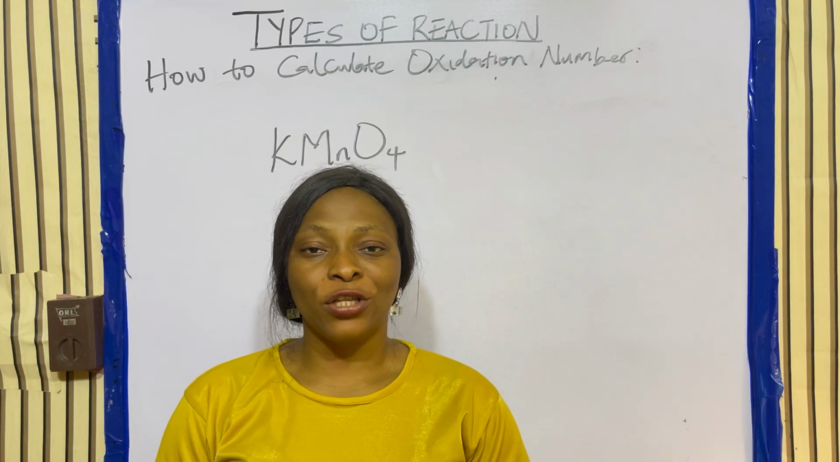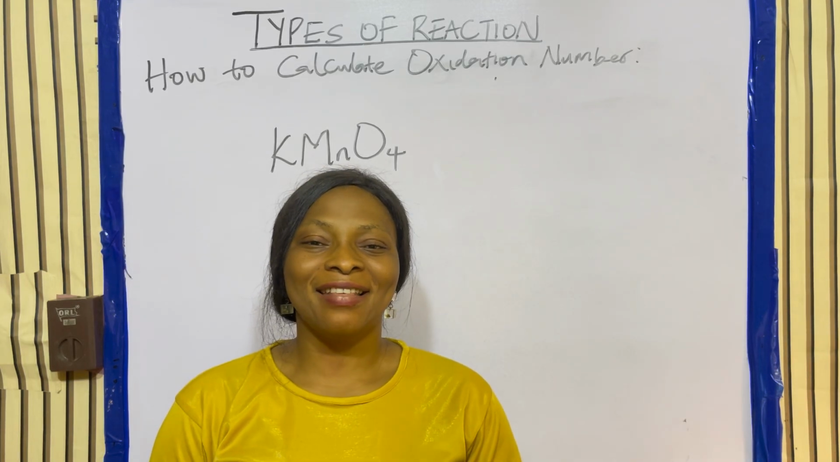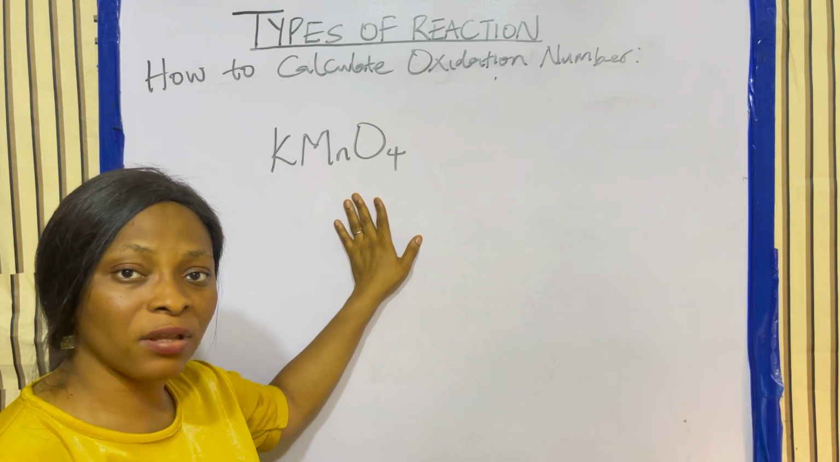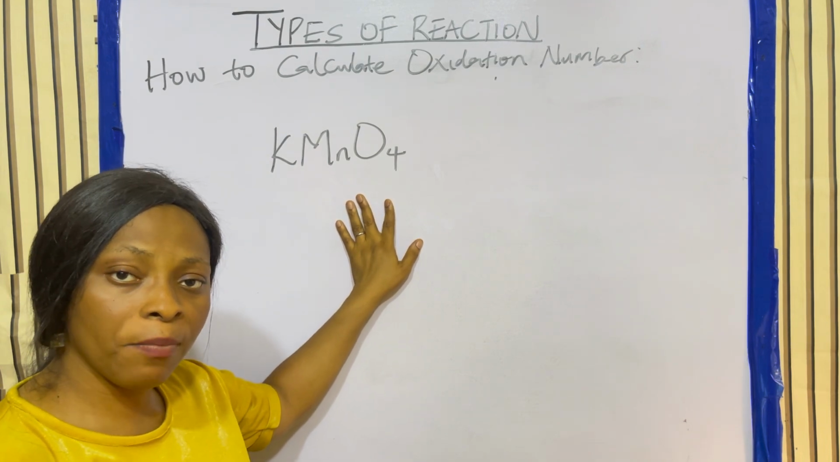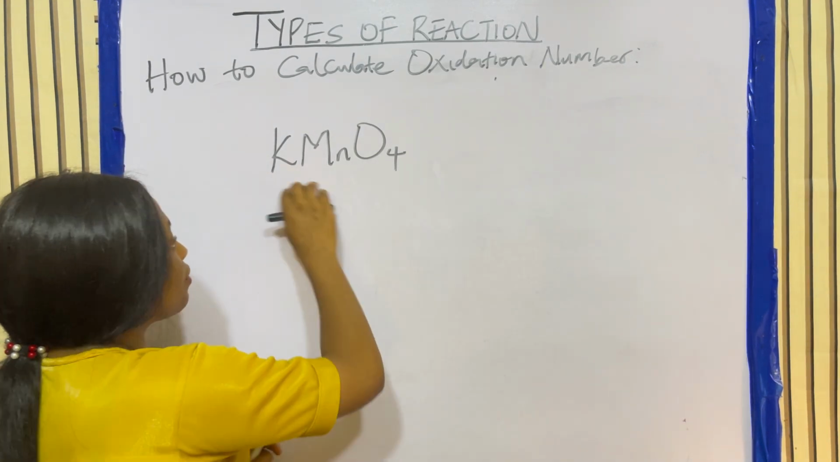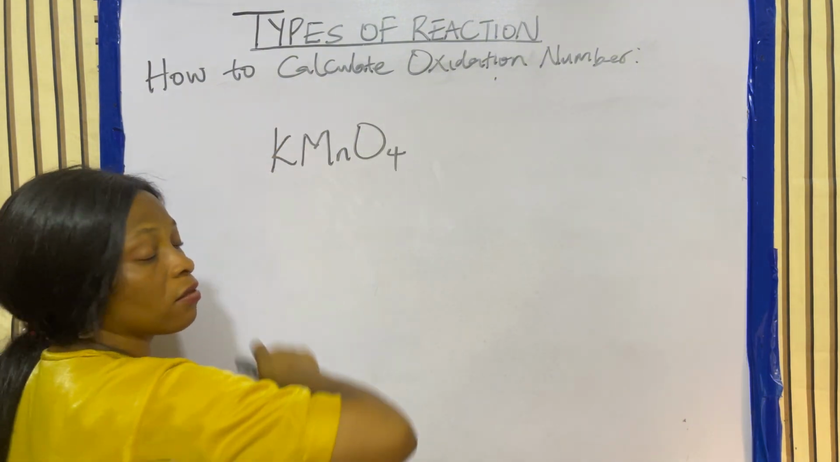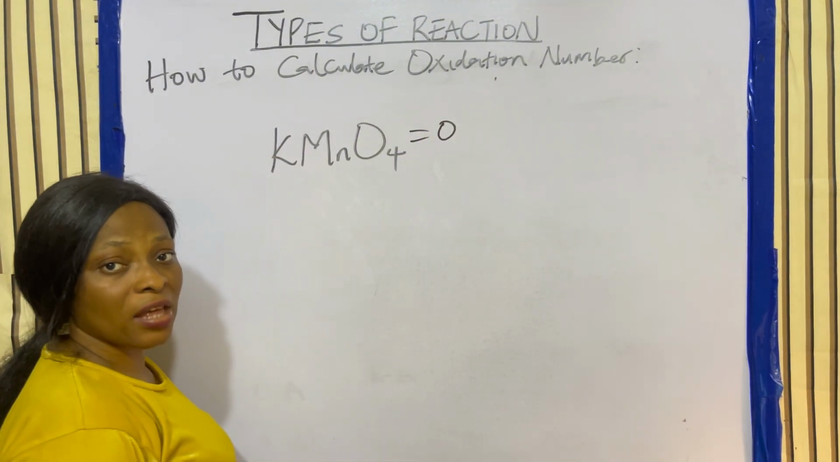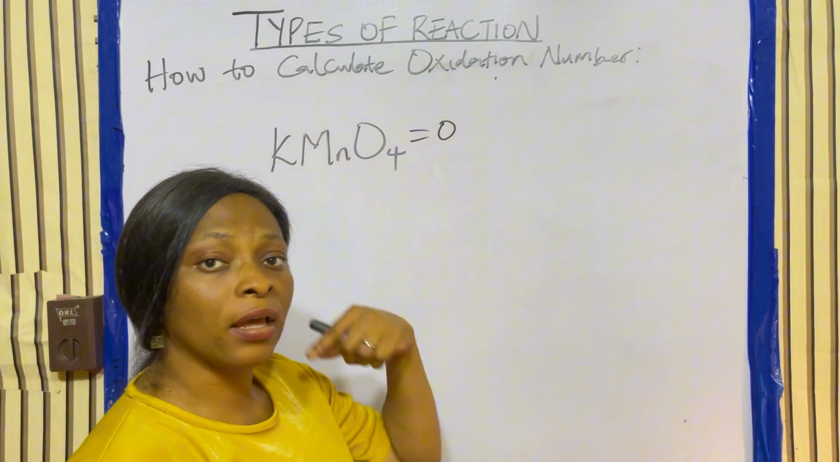There are three things I need you to know. Number one is the sum of the oxidation number of a neutral compound is equal to 0. What do we mean equal to 0? This is a neutral compound. It is not charged. Therefore, the sum of it is 0. But if it is charged, the sum will be equal to the ion.